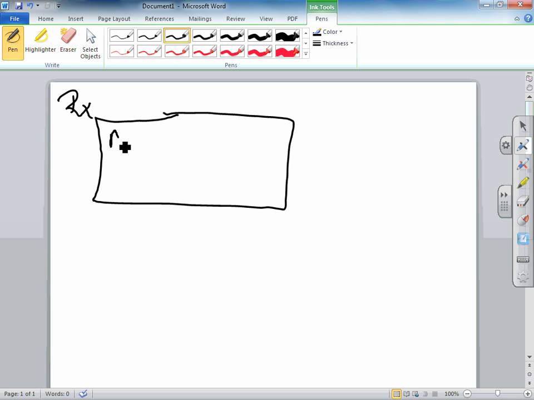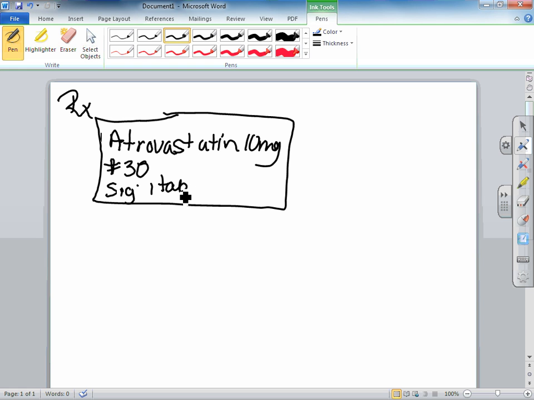And it has Astrovastin, 10 milligrams, number 30. And the SIG says 1 tab PO nightly at bedtime. Kind of wrote off the little box there.